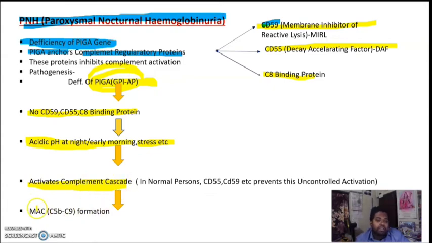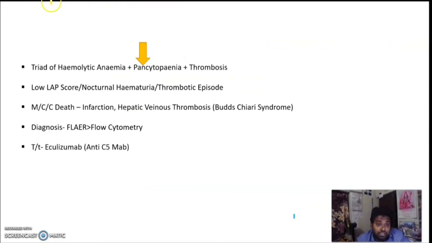And what is the final step? The final step of the complement pathway is membrane attack complex formation, C5b to C9, which forms the membrane attack complex. Now they will create pores in your blood cells, and that will lead to hemolytic anemia due to RBC lysis, and WBC also will lyse, and platelets will also lyse.